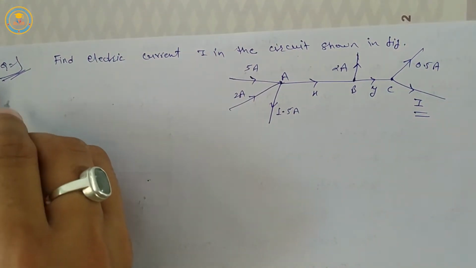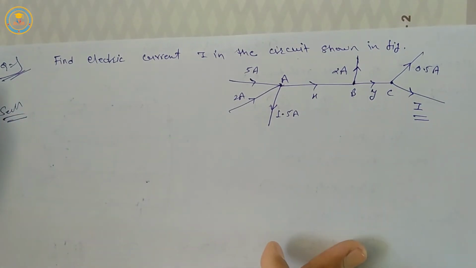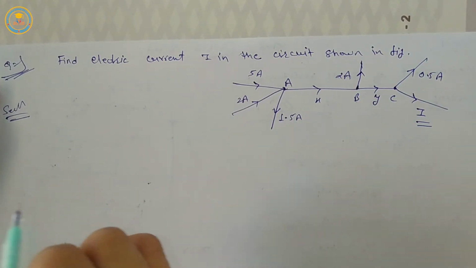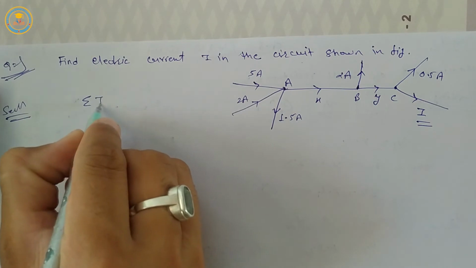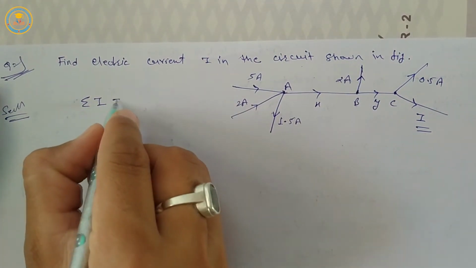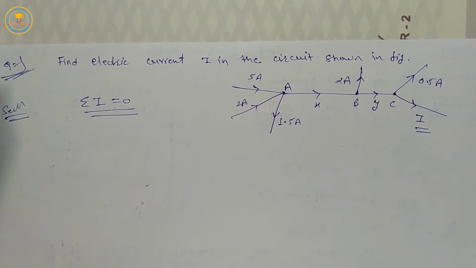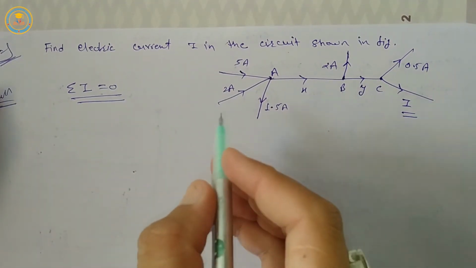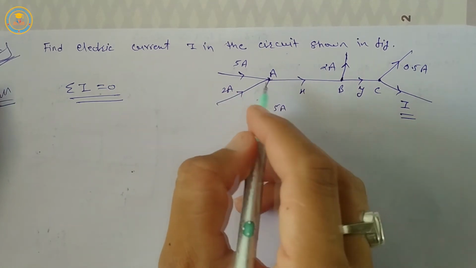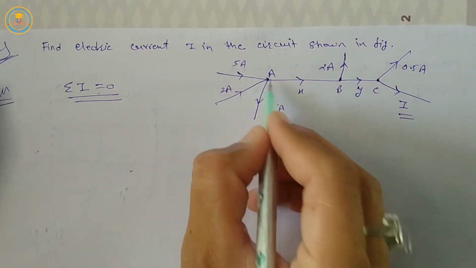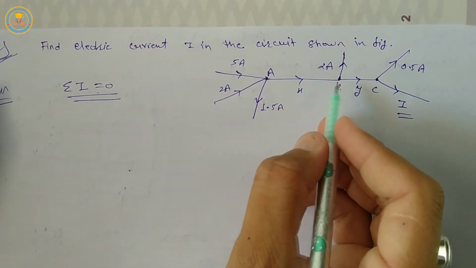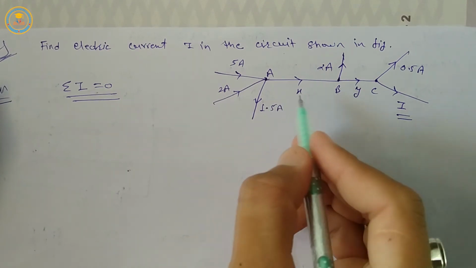What is Kirchhoff's first law? Kirchhoff's first law is, in any electric circuit, the algebraic sum of the currents at any junction point must be 0. It means summation I is equal to 0. And here we apply a sign convention rule: if a current enters the junction point, it is positive, and if the current is in the outward direction, it is negative.